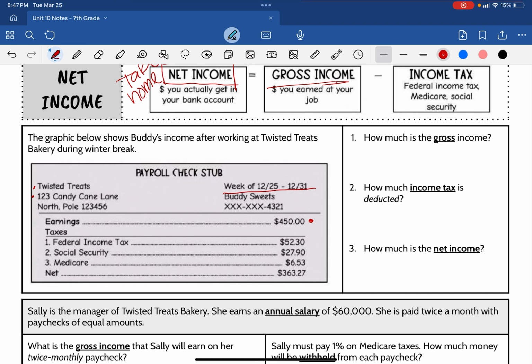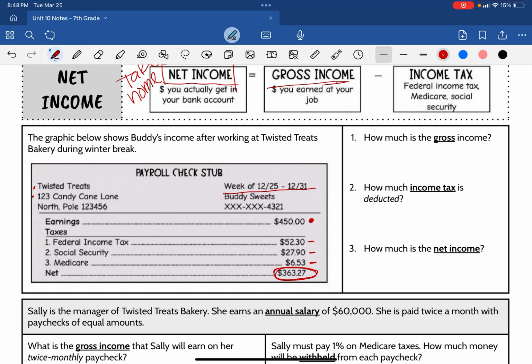So this is what he earned. They took out federal income tax of $52.30. They took out a Social Security of $27.90, and then their Medicare they took out $6.53. So the net, which was his take home, this is how much he took home. This is what he has to work with. We've been talking about budgets earlier in the week. This is the money you're going to use to budget. You don't use the $450 to budget because they take all of this stuff out.